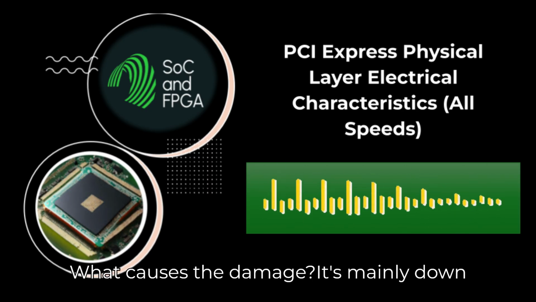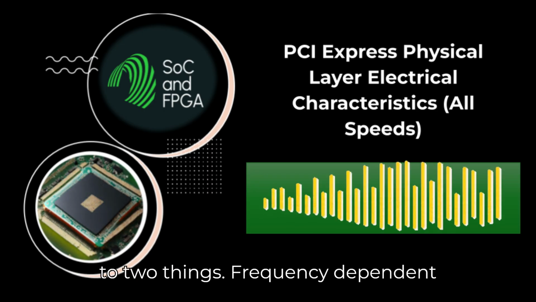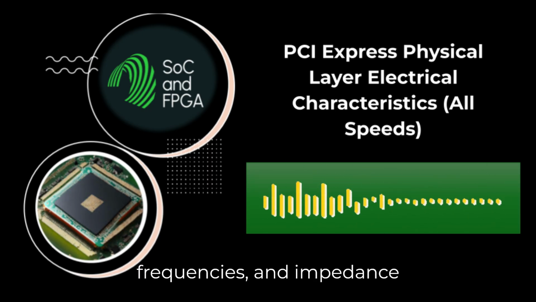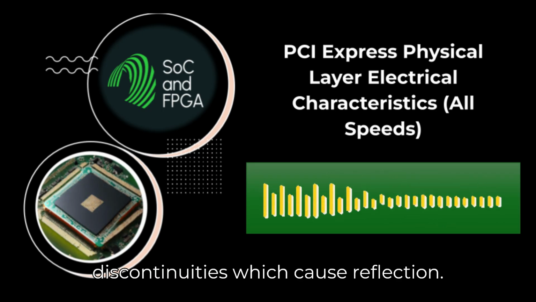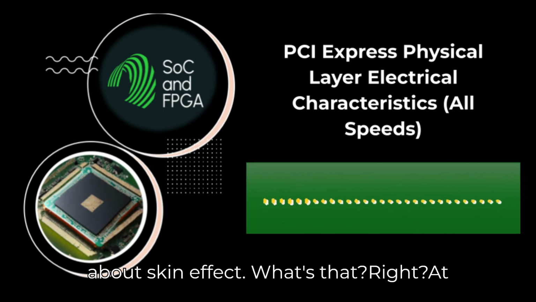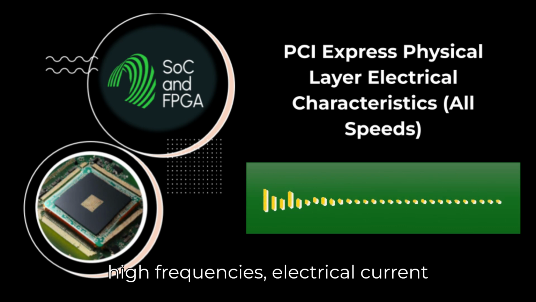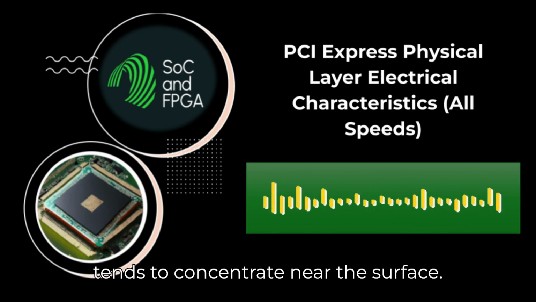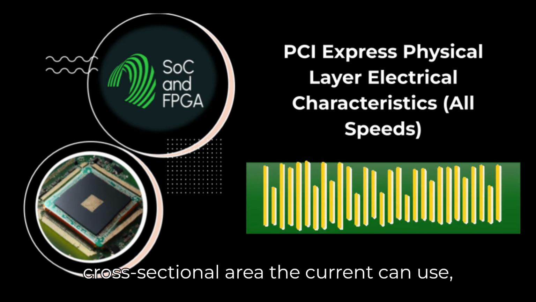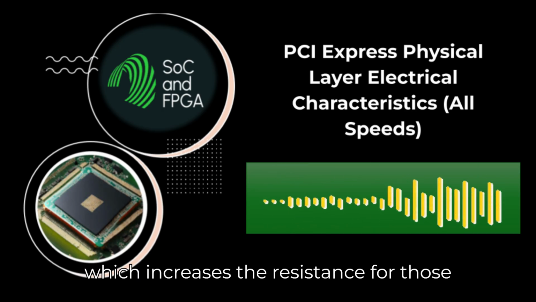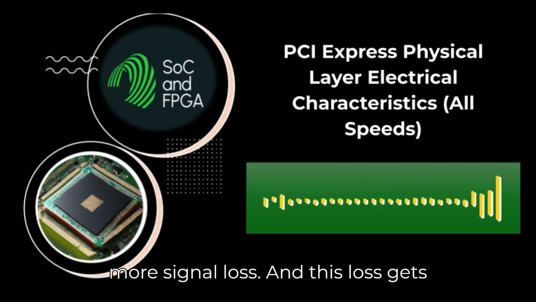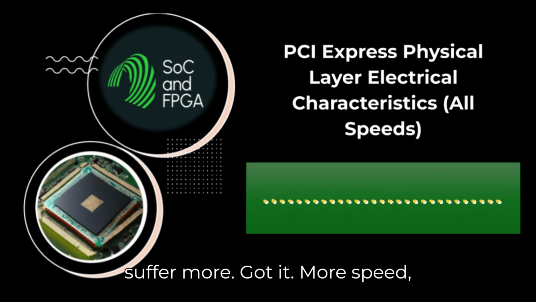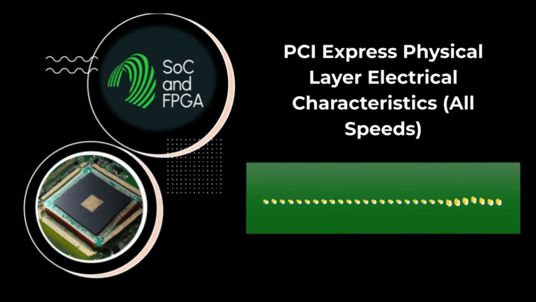Beaten up how? What causes the damage? It's mainly down to two things. Frequency-dependent losses, meaning higher frequencies lose more signal strength than lower frequencies, and impedance discontinuities, which cause reflection. Okay, let's take the losses first. I hear about skin effect. What's that? Right. At high frequencies, electrical current doesn't like to flow through the whole bulk of a copper wire or trace. It tends to concentrate near the surface, the skin. This effectively reduces the cross-sectional area the current can use, which increases the resistance for those high-frequency components, leading to more signal loss. And this loss gets worse proportionally to the square root of the frequency. So faster signals suffer more. Got it. More speed, more skin effect loss.